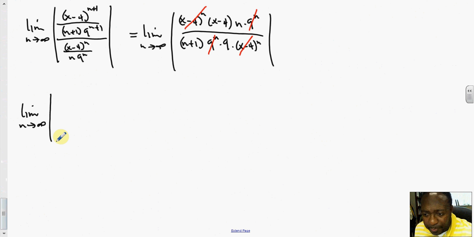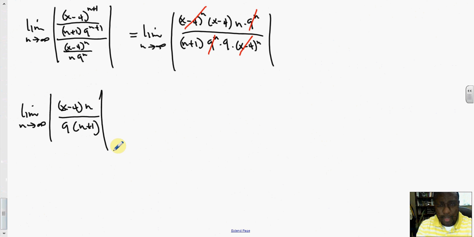So what I have is an n, an x minus 4. So x minus 4 times n, all over 9 times n plus 1. All right. Now, do we get convergence here? You better believe it. Look at the n terms, right? N divided by n plus 1. The limit of that is 1. So we can force this to be less than 1 because you got other stuff operating.